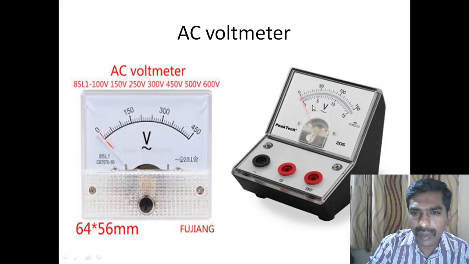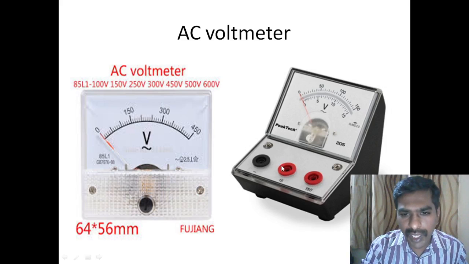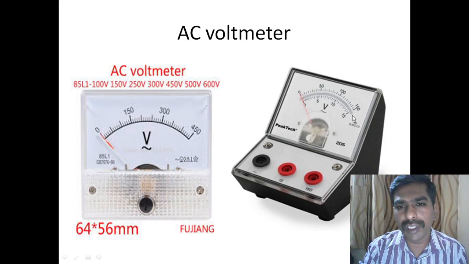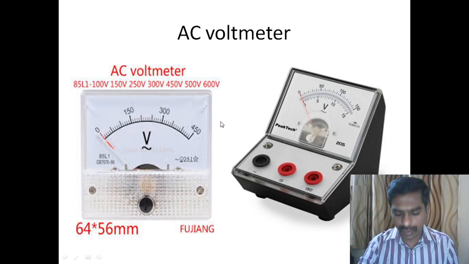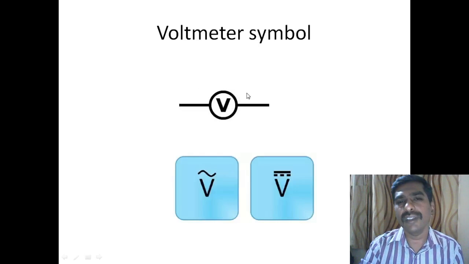One is upper, another is lower, 0 to 15. Here it has two positive points and one negative point. If the wire is connected between these two, 0 to 15, then it is the lower scale measurement. If it is 0 to 150, it is the upper scale. This is called an AC voltmeter. And the symbol is a circle, and inside the circle they write V, that indicates it's a voltmeter.